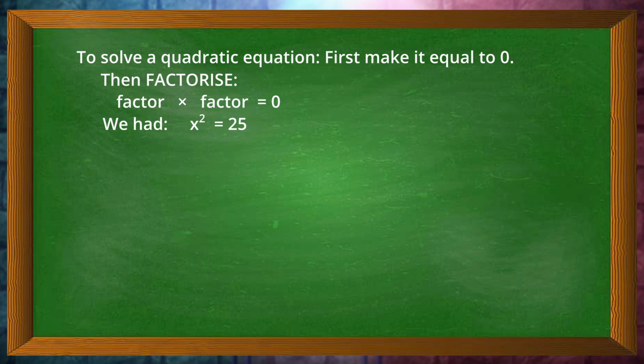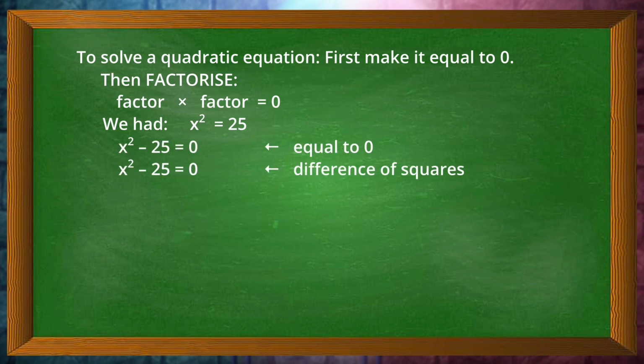Let's look at our first equation again. Rather than finding the two square roots, we could also have set the equation equal to 0. x² − 25 is the difference between two squares, so it can be factorized as (x + 5)(x − 5).